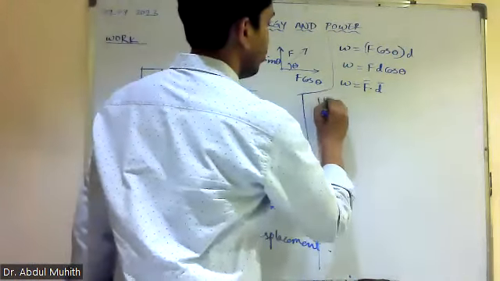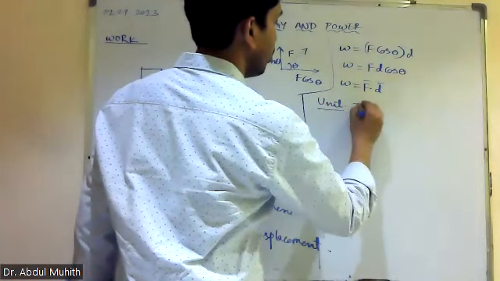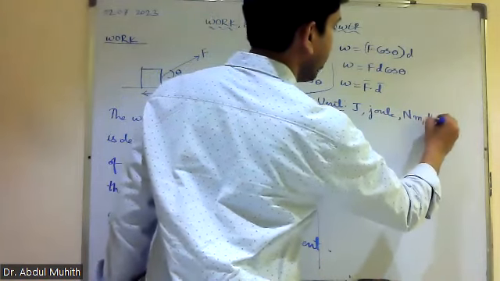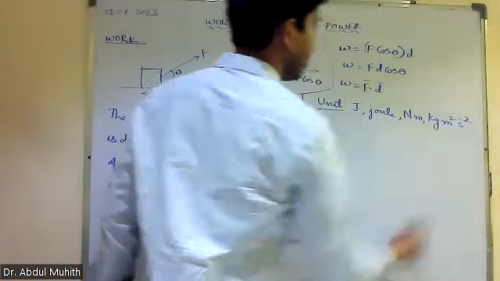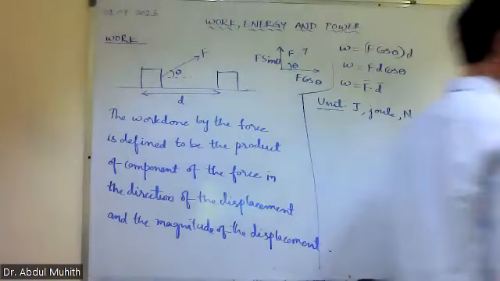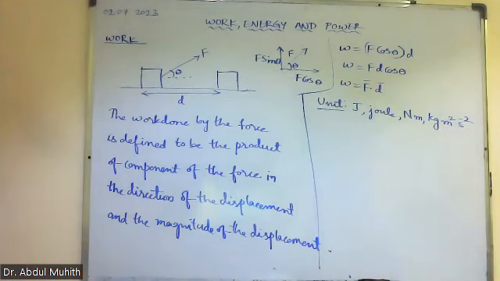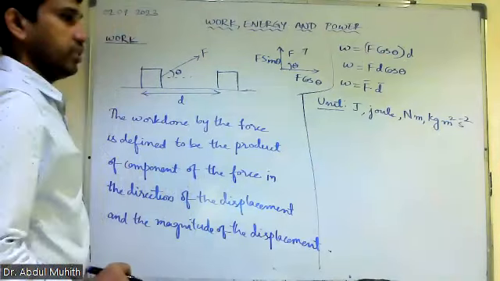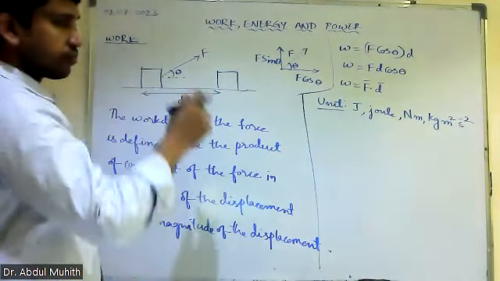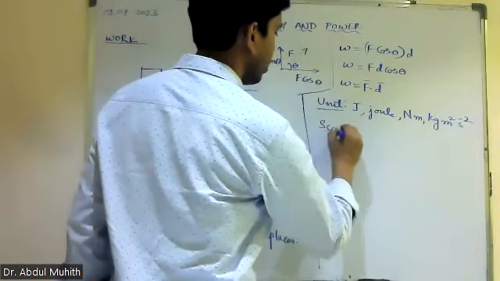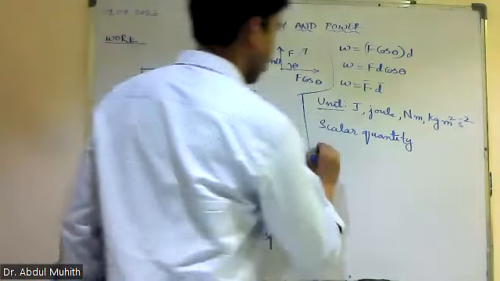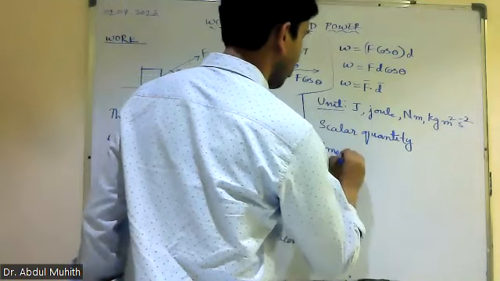So unit of work done is what? Unit of work done is joule. If you are writing the full name, write like this, all in small case, or Newton meter, or kg meter square per second square. These are the units. Okay, kg meter square per second square. So this is the unit. It is a scalar quantity. It's not a vector quantity. What else is there after that? And dimensional formula is what? Its dimensional formula.